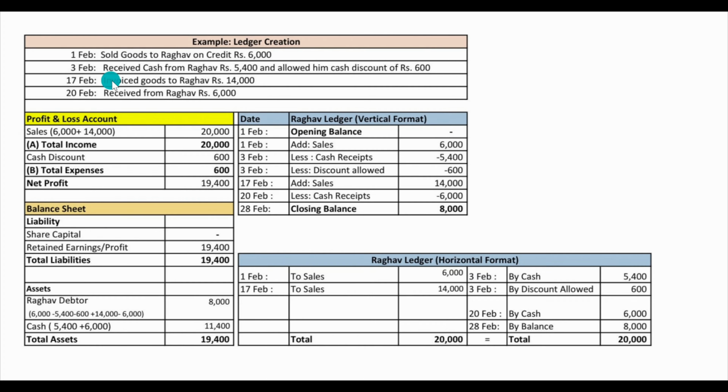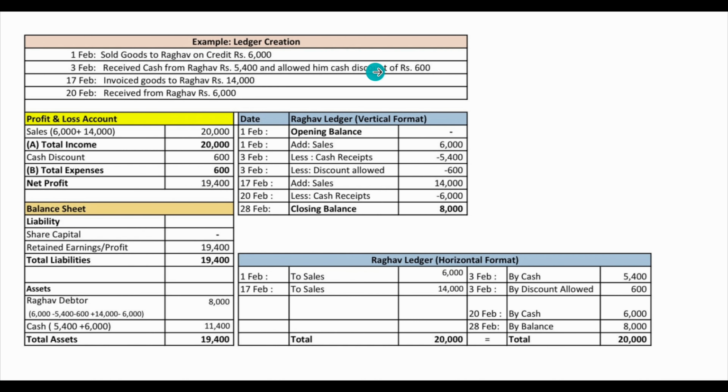Now on 3rd February, received cash from Raghav, rupees 5,400. So cash account will increase to the extent of 5,400 and debtor account will reduce by 5,400. So reduce debtor by 5,400 and increase cash by 5,400, and thus our balance sheet tallies.